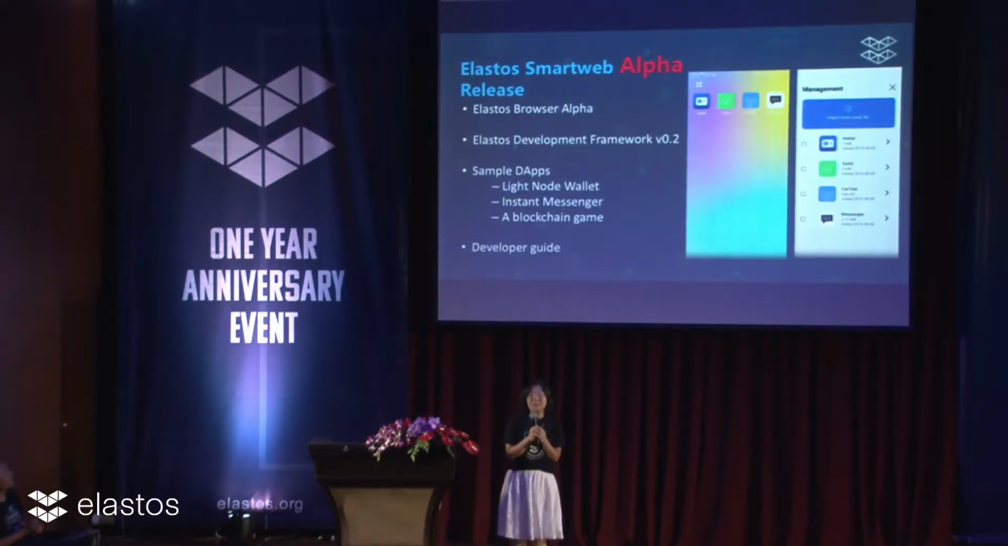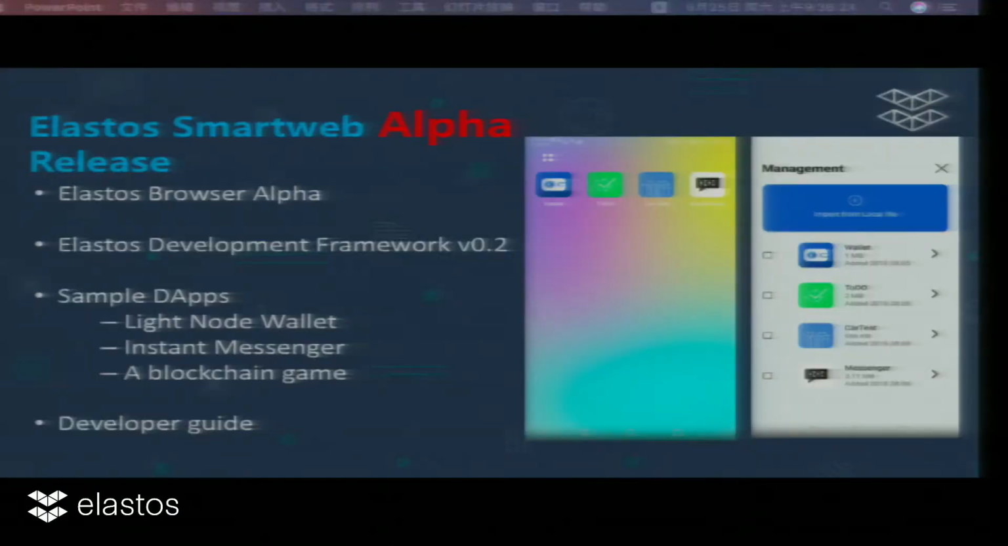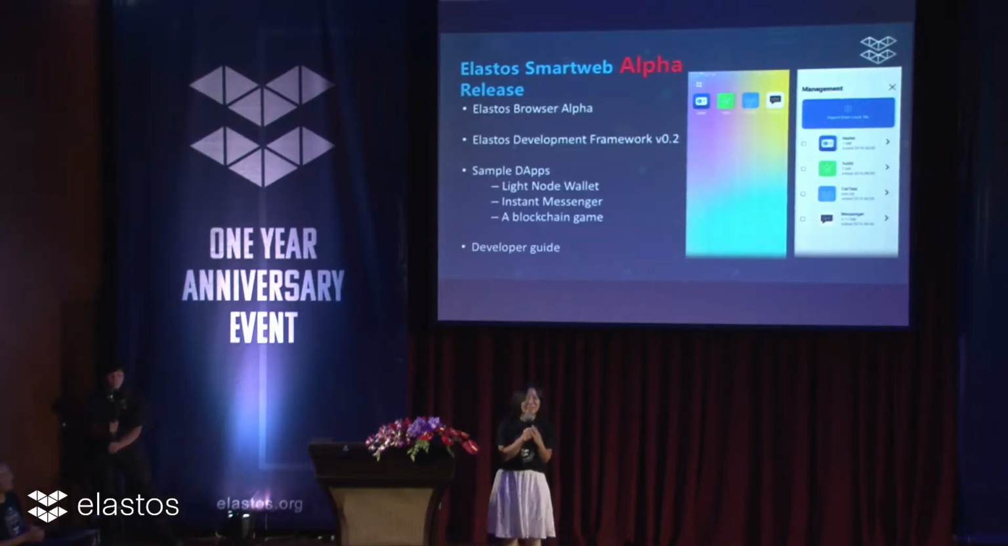The core development team has been working hard for one year. And right now we are so glad and honored to announce the Elastos Smart Web Alpha release. Inside this Alpha release, we have the first Elastos browser, and we provide the development framework Alpha version for DAPP developers to work on. Also, we have embedded DAPPs like a wallet and DID for third-party app login, and also a blockchain game. So we hope all the developers will come to our Elastos ecosystem, and let's have fun.